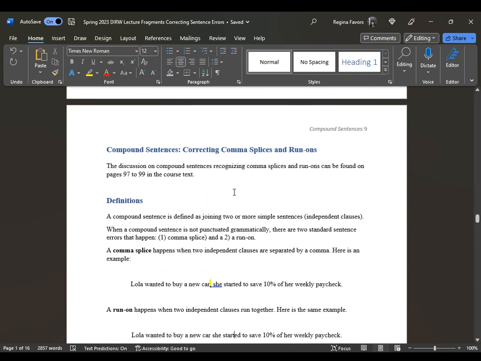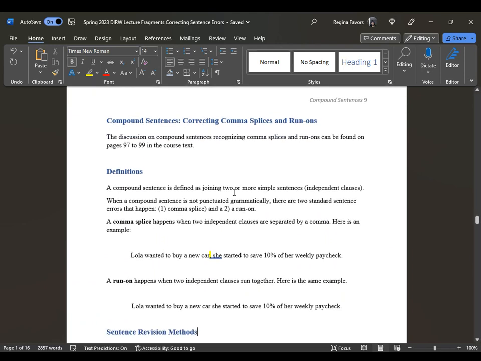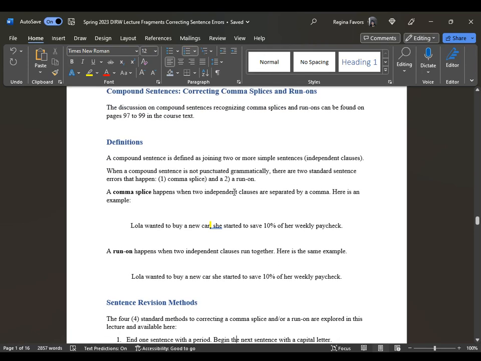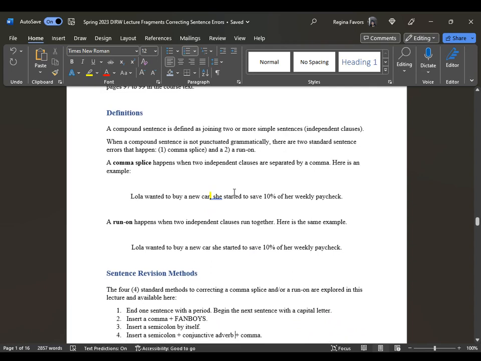Okay. So correcting comma splices and run-ons. So we understand that we can find this on pages 97 to 99. Comma splice happens when two independent clauses are separated by a comma, right? And so then we need to correct this sentence here when there is a comma. You see this example grammar concept here that you would actually bring in. So she started to save 10% of her weekly paycheck. Okay, run-on when you run two independent clauses together.